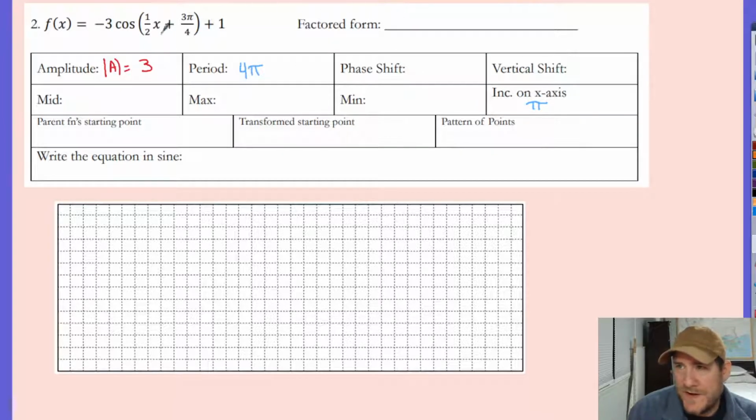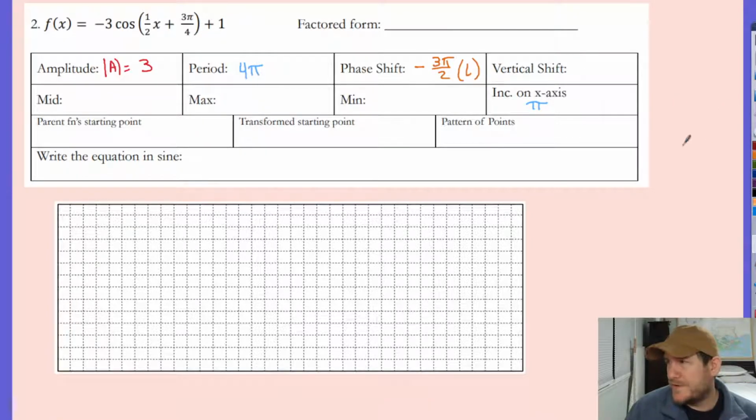Well, again, we're not in factored form. Here we would have to factor out the 1/2, which is the same as multiplying by 2. You'd be looking at 6 pi over 4, which reduces down to 3 pi over 2. So our phase shift is 3 pi over 2. And since this is plus, we know this is minus, which means we're talking about a movement left.